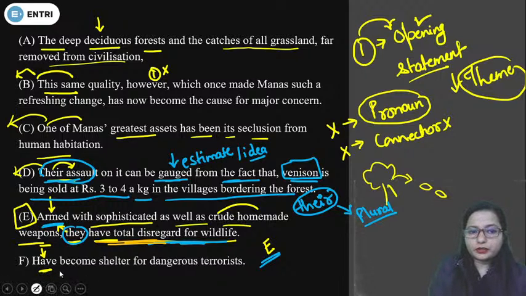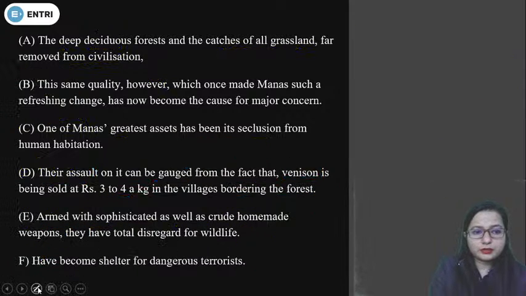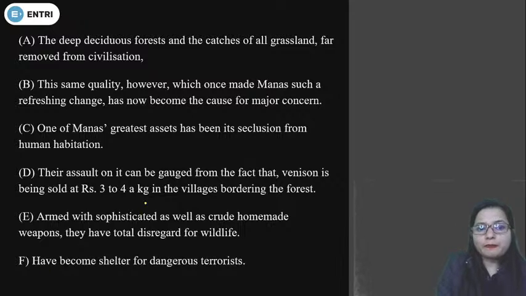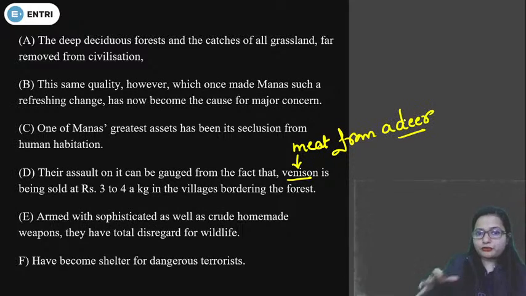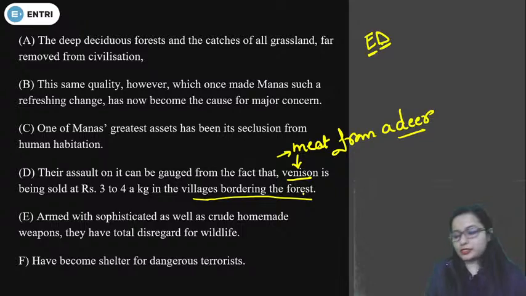What is the meaning of this word? Okay, let me remove this. It is making so much chaos here. Okay, venison is meat. It is meat from a deer. So the people who live near the forest or the border, they sell venison, meat of a deer. So the first statement is E, and we have to make the pair with E, I mean E and D. Now it says villages bordering the forest. Now what would be the next one?